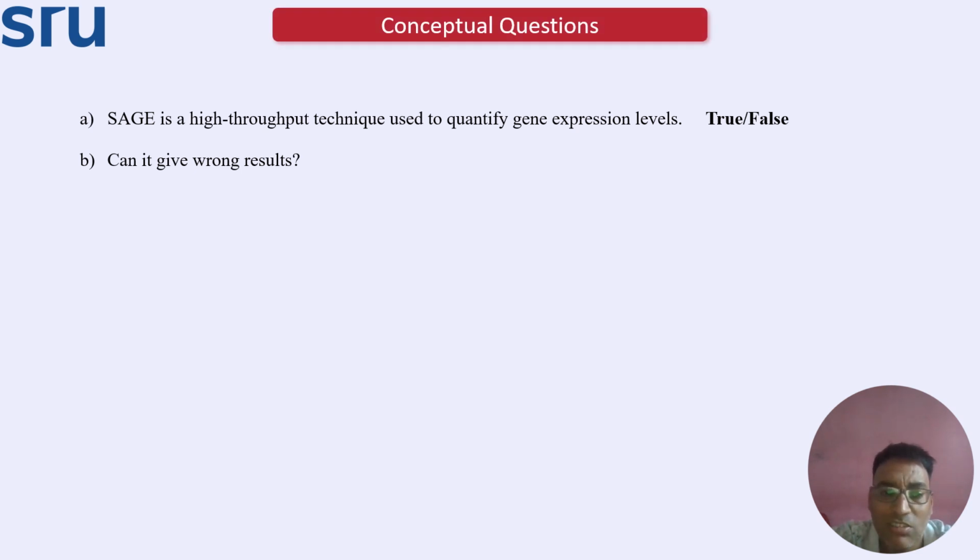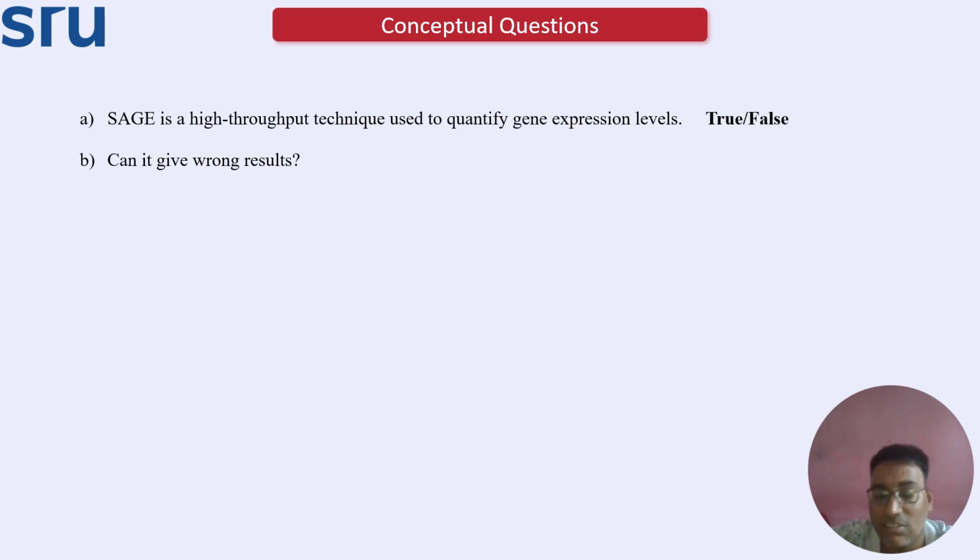Now let us understand the small conceptual questions. SAGE is a high throughput technique used to quantify gene expression levels. It is a high throughput strategy not to identify gene expression levels. We are only interested in identifying the quantity of a single gene under varied conditions. It may also detect some copies of genes which are quite similar to my gene or my transcript. So this becomes false.